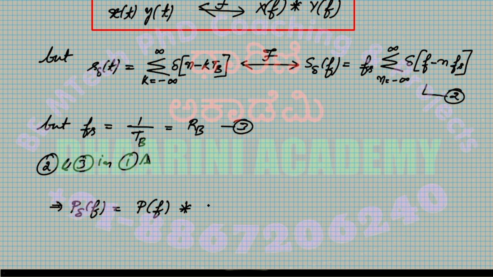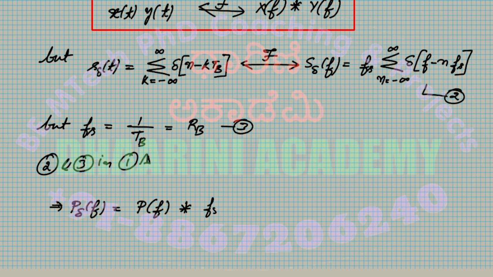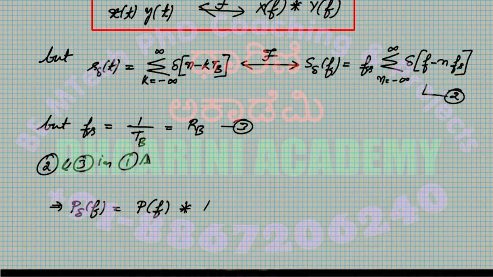So I'll simply write that answer, that is Fs, into, okay, Fs, anyway, I told that I'm going to replace that. I'll not write Fs, I'll write RB instead of that, because that's what has been used in the statement of the Nyquist criterion. That's the only reason I'm writing. Otherwise, you can keep fs, no issues. So n starting from minus infinity to plus infinity, it's a delta function in the frequency domain. So f is my variable, minus n is the index of the summation, times R.